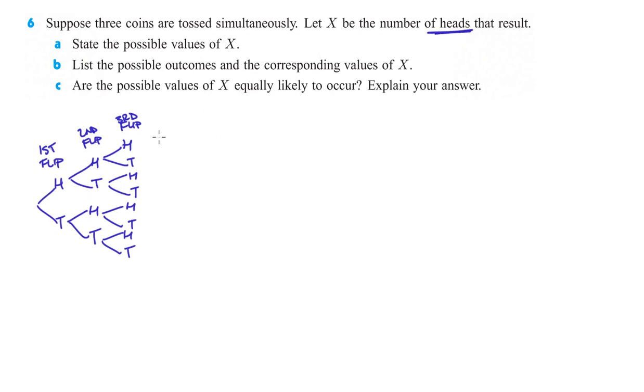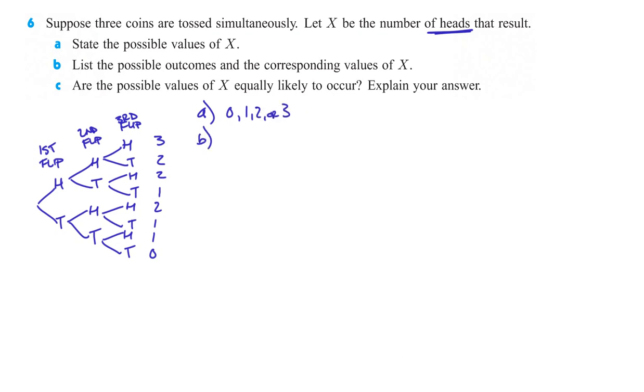On this route here, heads, heads, heads, there are 3 heads. Heads, heads, tails, there's 2. Heads, tails, heads, 2. Heads, tails, tails, just 1. Tails, heads, heads, that's 2. Tails, heads, tails, that's 1. Tails, tails, heads, that's 1. And tails, tails, tails, that's 0. So for A, state the possible values of x. We've got 0, 1, 2, or 3.